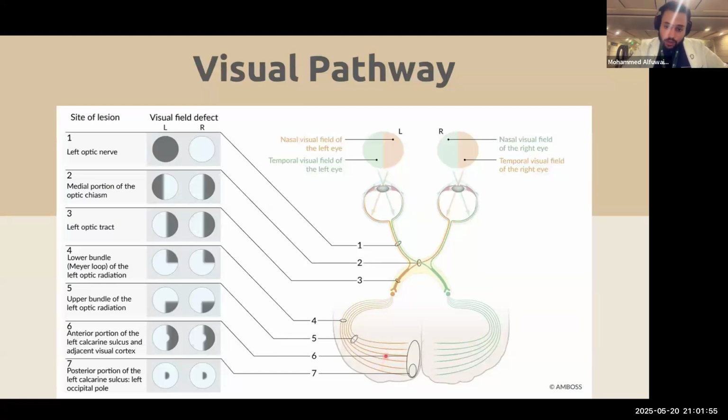Now, we'll start over here. If you have a defect in one of the optic nerves, before the chiasm, you'll have this, which is what?